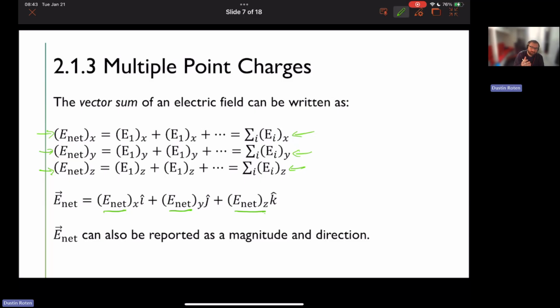We can also write the net electric field as both a magnitude and a direction. And you've done this plenty of times in Physics 1, where perhaps you report a velocity at some angle above the horizontal. So this is also a magnitude and a direction. So we can do the same thing with an E field.